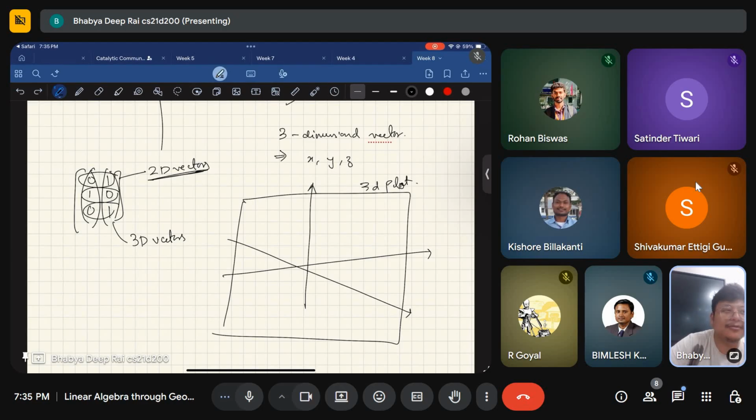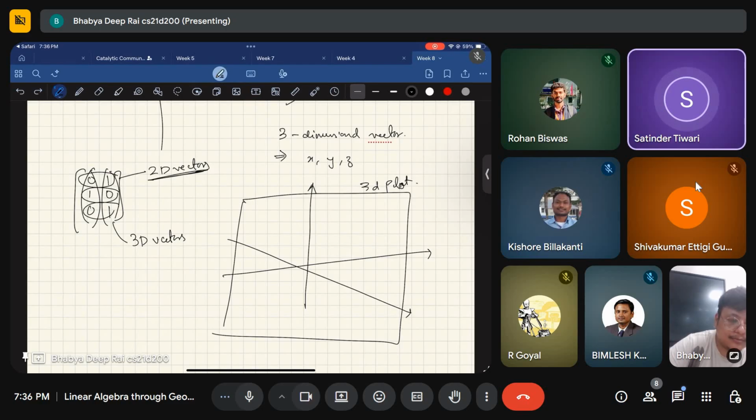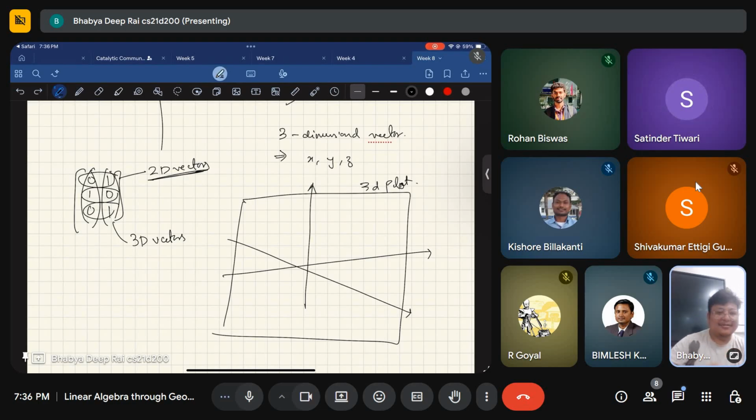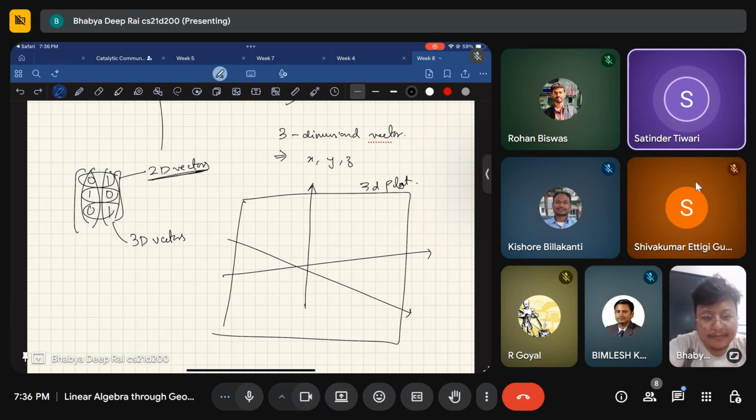Yeah, okay. So Satinder, you were saying something, right? Yes, I have a little bit of confusion here. You have said the dimension of row space and column space will be the same. It means that both have the same basis? The number of elements in the basis will be the same, not exactly the same basis. There could be more than one basis, there could be infinitely many bases. Okay. Now one more thing, a little bit of confusion.